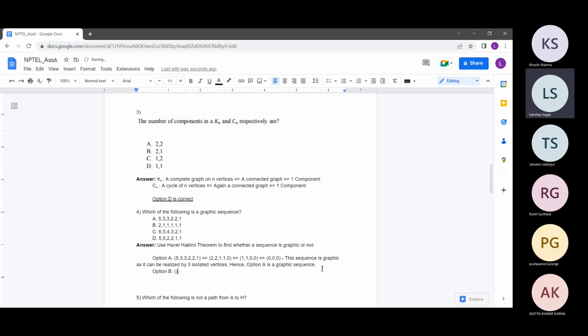So again, we'll go to option B, which is the sequence. Let me just copy the sequence. The sequence is 2, 1, 1, 1, 1, 1. Using the Havel-Hakimi theorem again, we'll first take this 2, remove it and write out the remaining ones as they are. Since we had removed this 2, we need to decrease the values of the first two entries by 1. So we'll take this one and reduce it to 0, and we'll take this one and reduce it to 0.